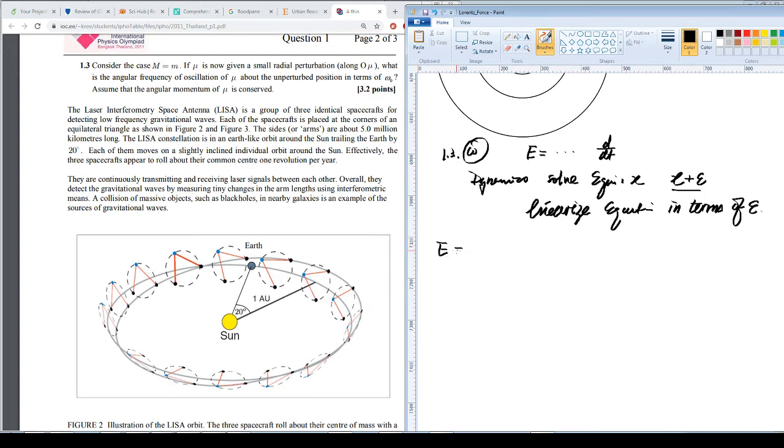So the energy of the infinitesimal mass has essentially three terms: gravitational potential energy from the big mass, gravitational potential energy from the small mass, and finally the kinetic energy of the small mass.